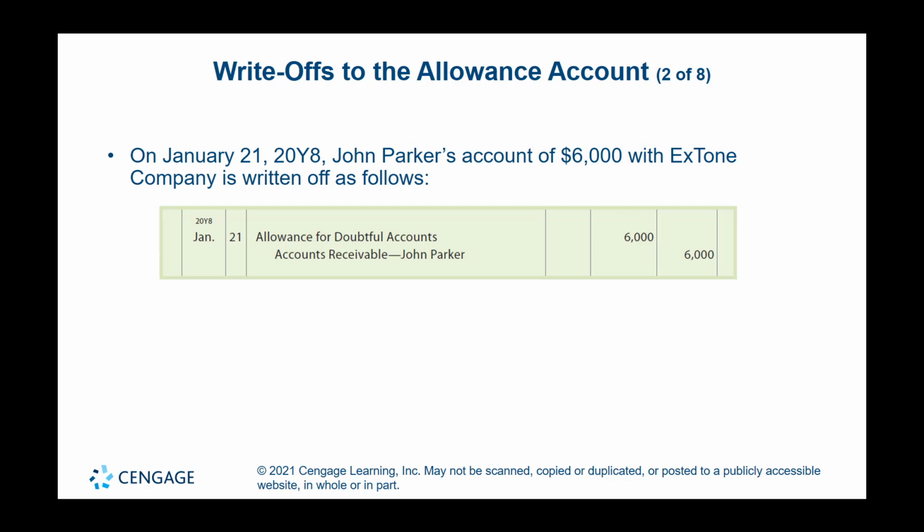And the credit is booked to accounts receivable, $6,000. So it reduces the accounts receivable balance of John Parker. Recall that the direct write-off method was just one step. The entry was debit bad debt expense, credit accounts receivable. So the write-off occurs right away. It reduces accounts receivable right away because we know it's going to be uncollectible.